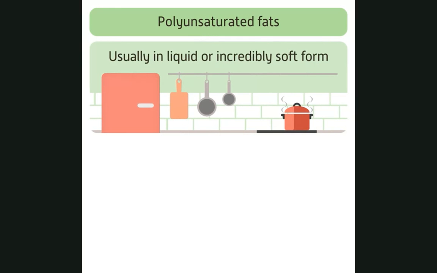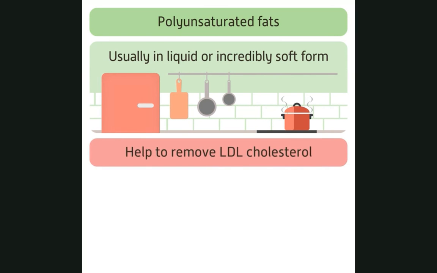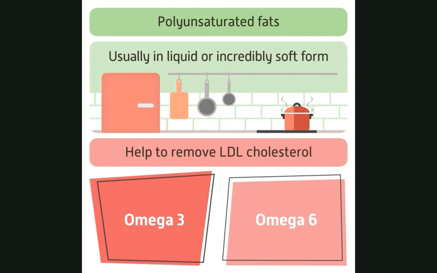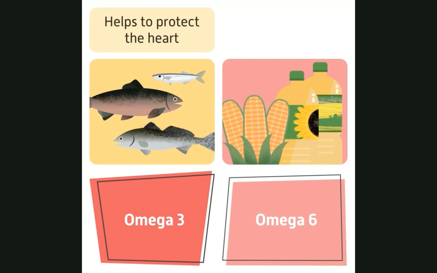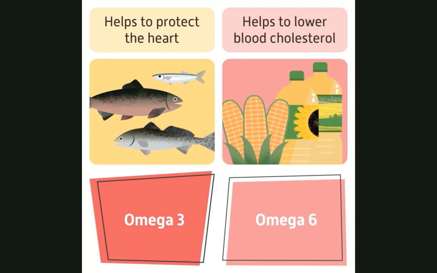Polyunsaturated fats are usually in liquid or incredibly soft form when stored at room temperature. They can help to remove LDL cholesterol from the body. There are two main types of polyunsaturated fat, omega-3 and omega-6. You'll find omega-3 in trout, salmon, and sardines. It helps to protect the heart. You'll find omega-6 in corn, rapeseed, and sunflower oil. It helps to lower blood cholesterol.